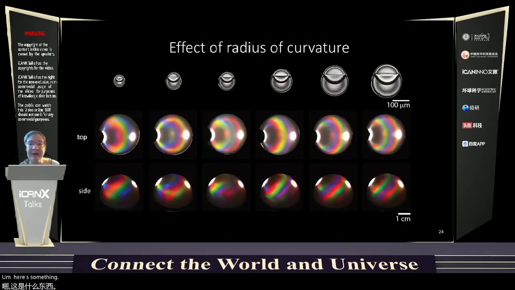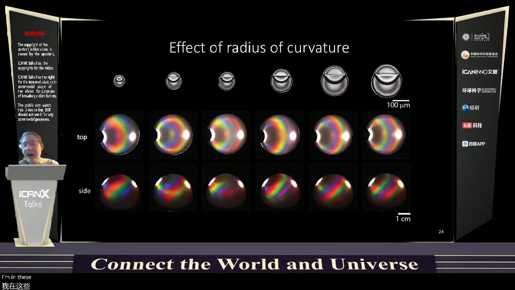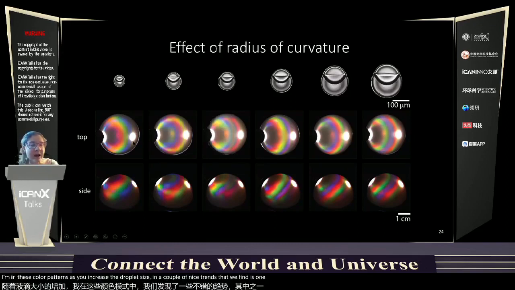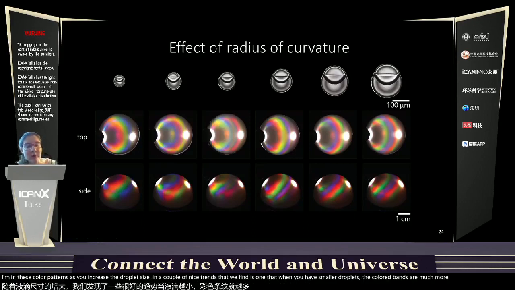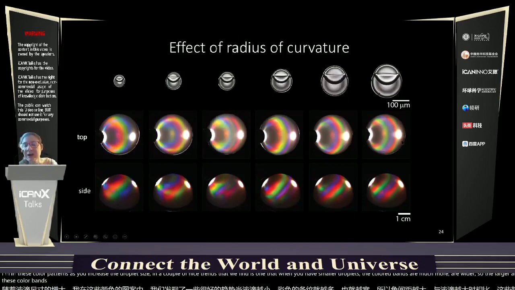Here's some nice pictures showing the effect of radius of curvature. So we just made droplets of the same shape but a variety of sizes, and you can actually see the evolution in these color patterns as you increase the droplet size. A couple of nice trends that we find: one, when you have smaller droplets, the color bands are wider, so there's larger angular separation compared to when the droplets are larger. These color bands actually become narrower and more closely spaced.